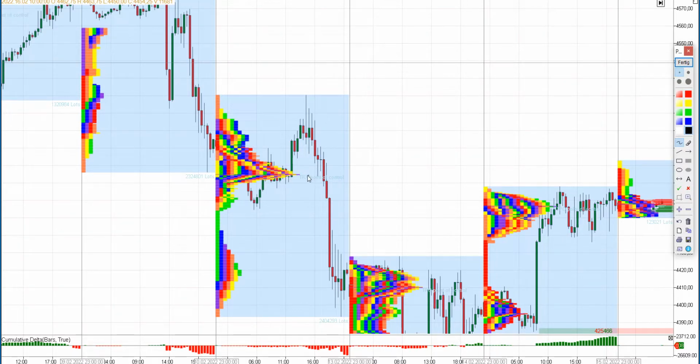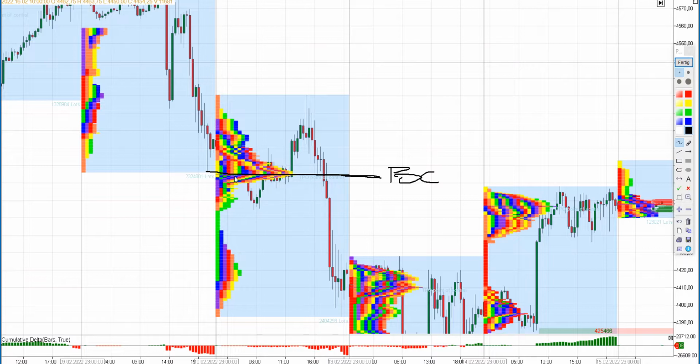So, one thing we have is the point of control, POC. That's the price where the market hits the most times on this day. That's the area where the market stacks the most time, based on time, not on volume.